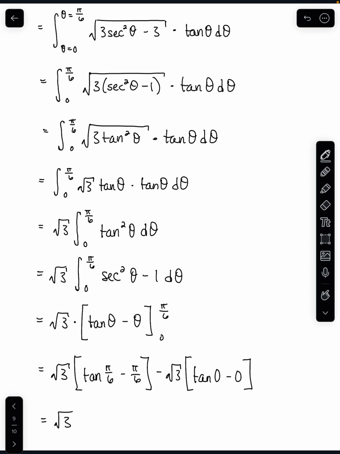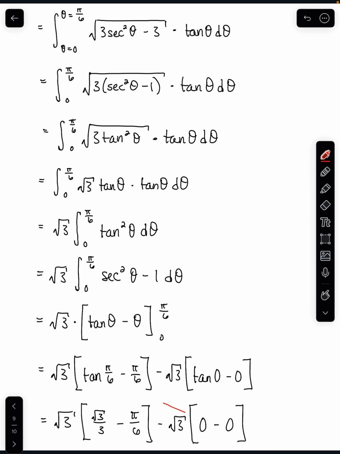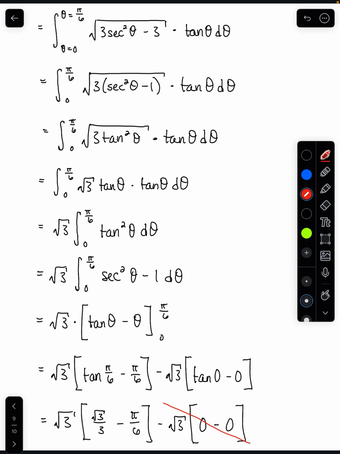For the first part, we have the square root of 3 times tangent of pi over 6, which is square root of 3 over 3, minus pi over 6. And for the second group, we have the square root of 3 times the tangent of 0, which is 0, minus 0, so that the entire second part of this is equal to 0 and simply cancels out.